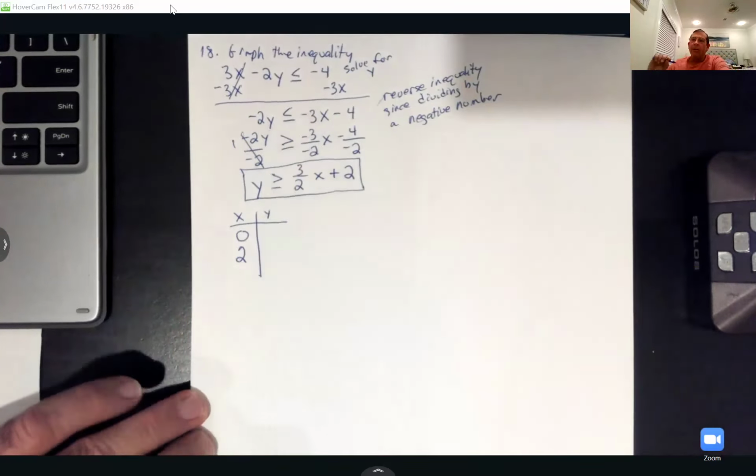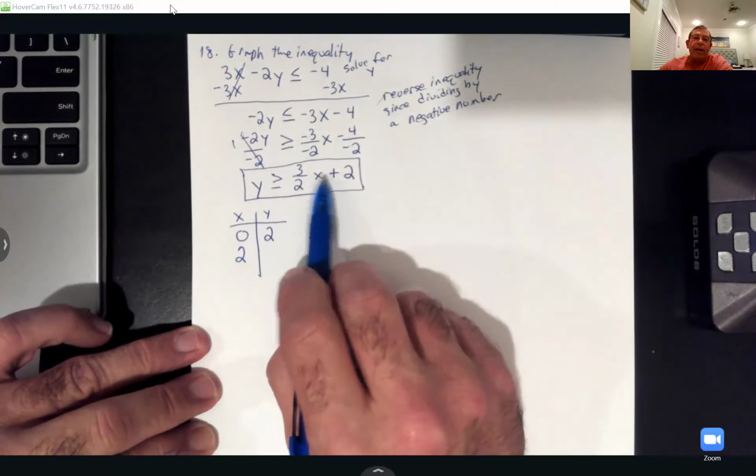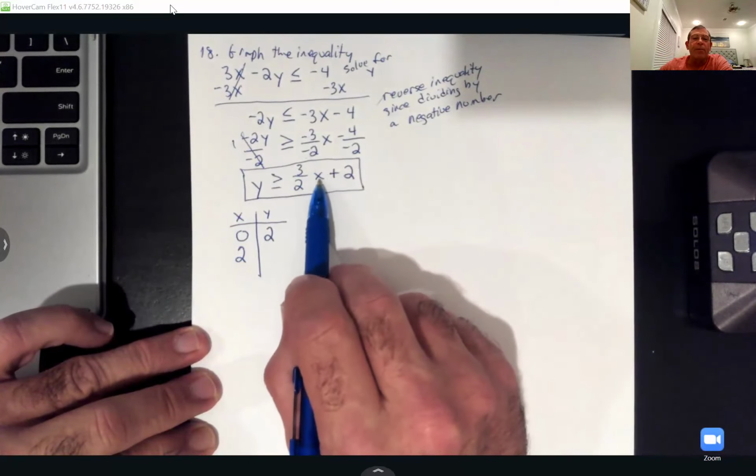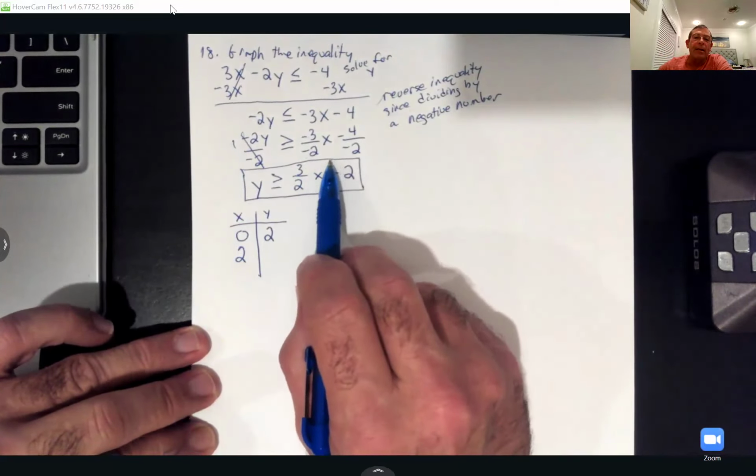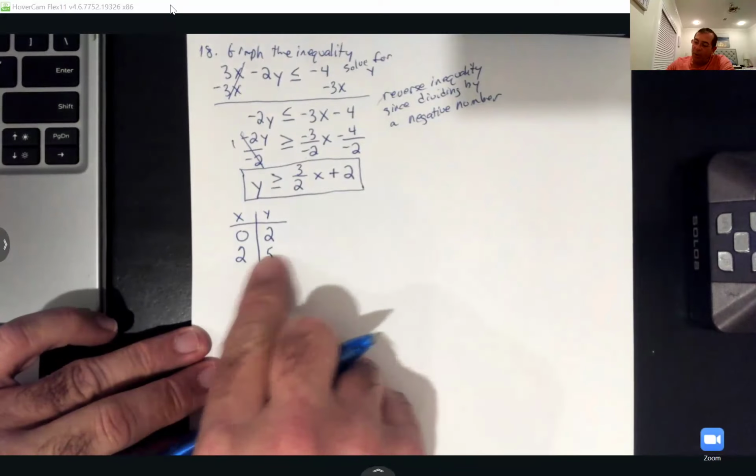All right, I'm putting a 0 in here. 0 times 3/2 is 0. 0 plus 2 gives me a 2. And then I'm going to put a 2 in for the x. Well, if I put a 2 in for the x, it cancels with the fraction. So they're going to cancel out, and all that's left is 3 plus 2, which is a 5. So y'all, I've got my 2 points.